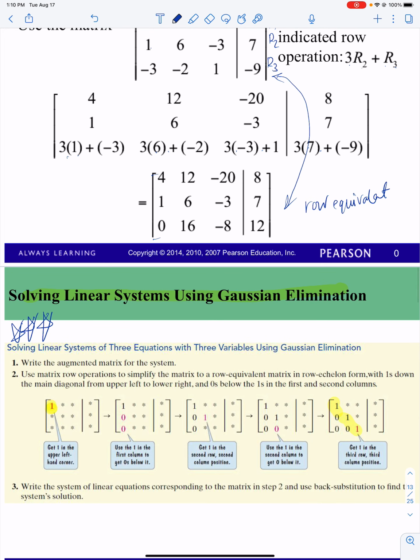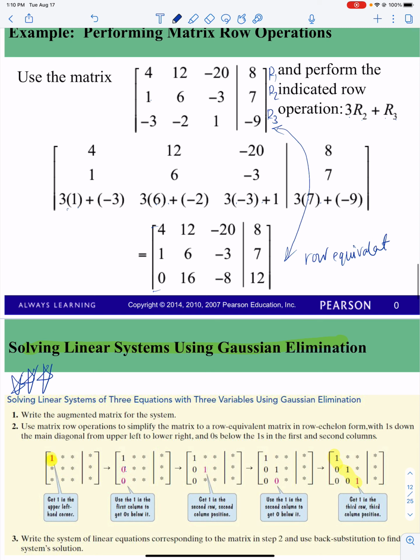After you get the first entry to be 1, what could you do? You want to get the others to be 0. For this example, when you have 1 here, how could you make this row become 0? If this is negative 3, you multiply by 3 here, and then you add them together, it will become 0. Are you with me? So you get these two entries to be 0.